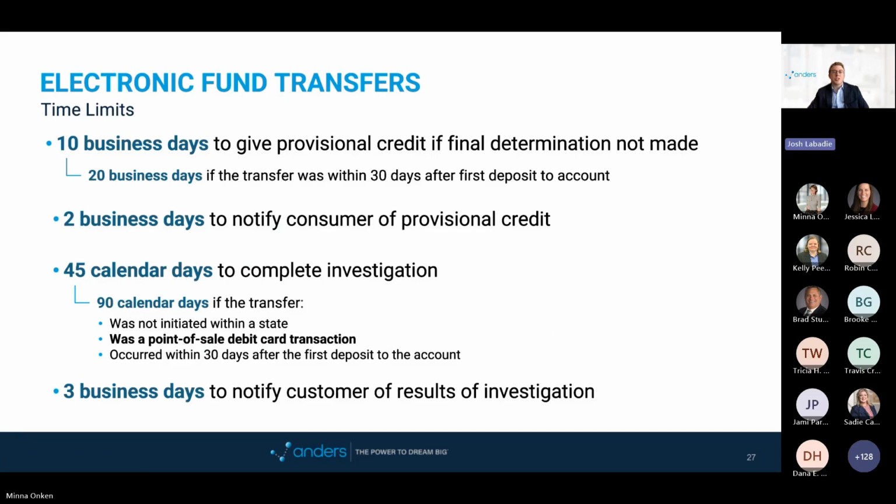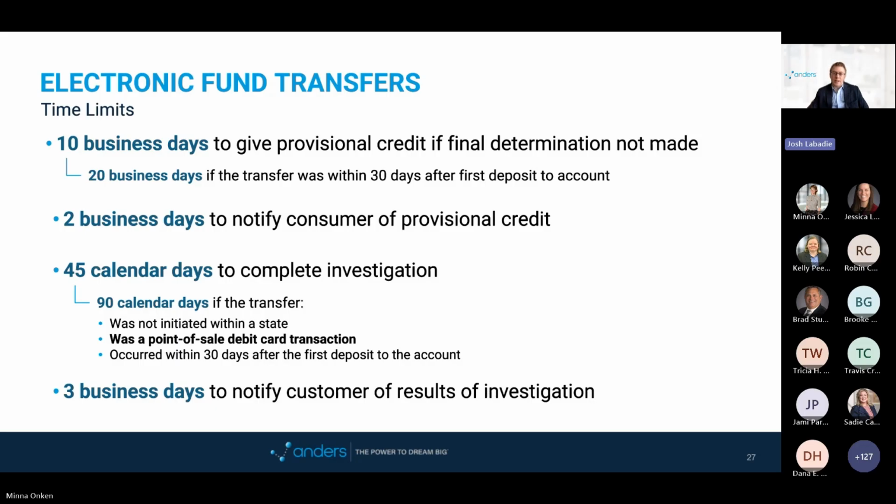All right, so here's a cheat sheet of all timing requirements under error resolution. I'll run through these real quick. 10 business days from the date of dispute to either make a decision or give provisional credit. That goes up to 20 business days if the transfer was made within 30 days after the first deposit to the account. That's typically your new accounts. If you give provisional credit, you have 2 business days to notify the customer of that, either verbally or in writing is fine. You notify the customer of the date and amount of credit and give the customer full use of the funds while you investigate.